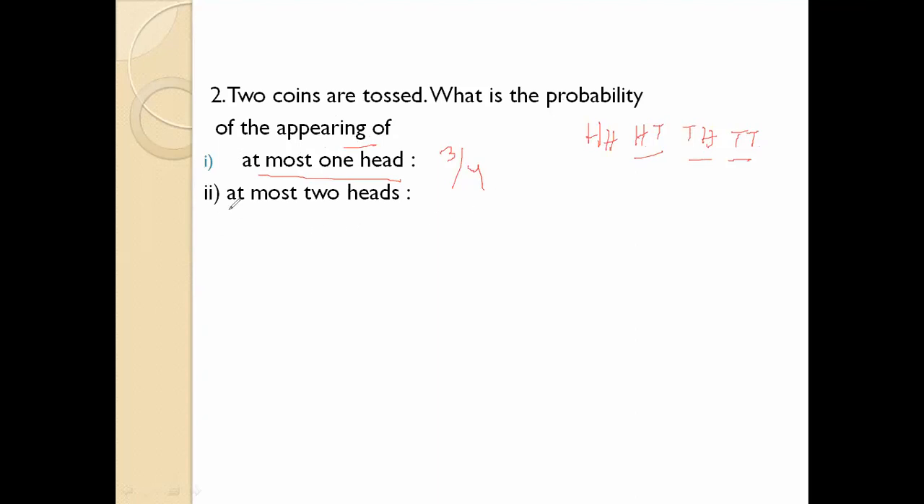3 by 4. At most 2 heads. At most means maximally 2 heads: 2 heads, 1 head and also 0 heads. Totally 4 cases. 4 by 4, that value is 1. So 3 by 4 and 1 is the right answer. Some students gave the correct answer. Very good.